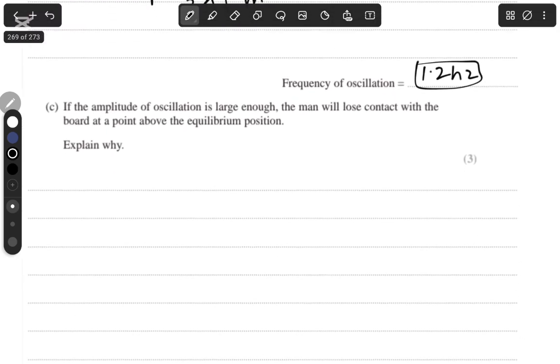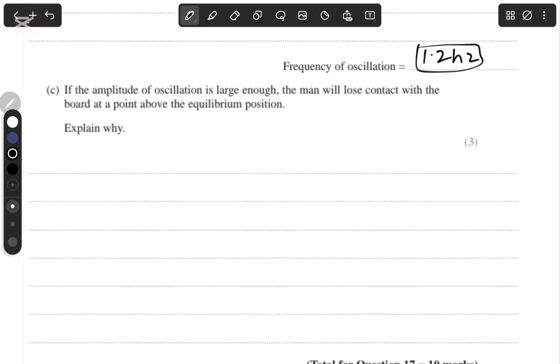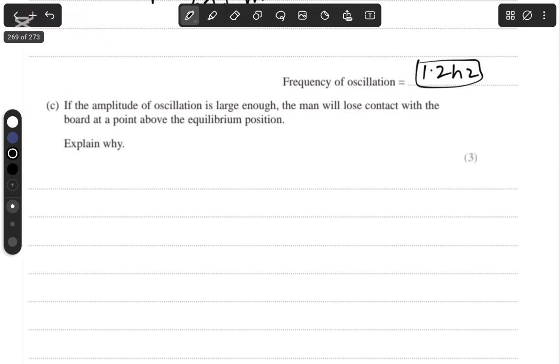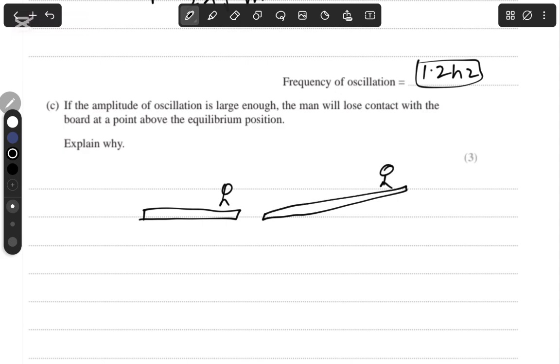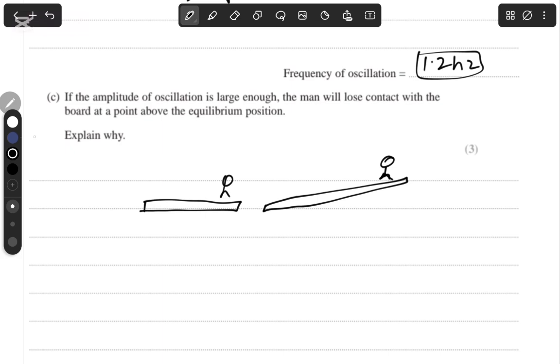Okay. If the amplitude of oscillation is large enough, the man will lose contact with the board at a point above the equilibrium position. So this is the man standing on the board. And if the amplitude, they're saying, is large enough, then the man will lose contact with the board above the equilibrium position. So we have two forces on the man, the reaction force and mg, and ma is equal to the resultant.